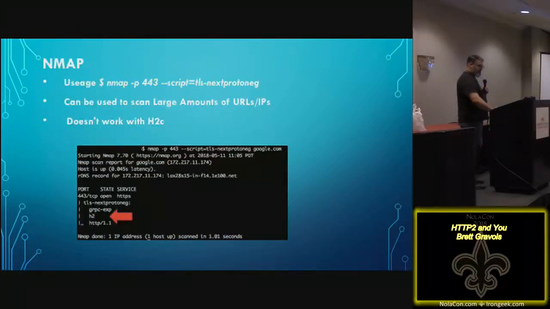Next method is Nmap. If you use the scripting engine, you can point it at port 443 and you'll get an H2 response. But it doesn't work with H2C.